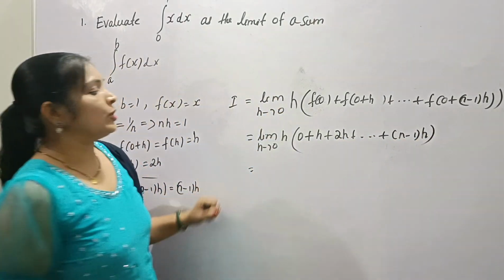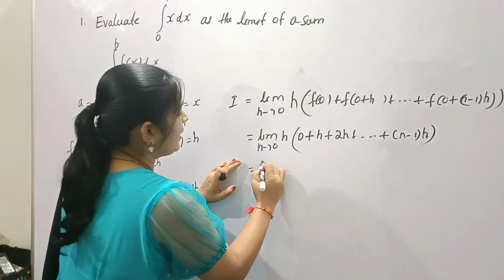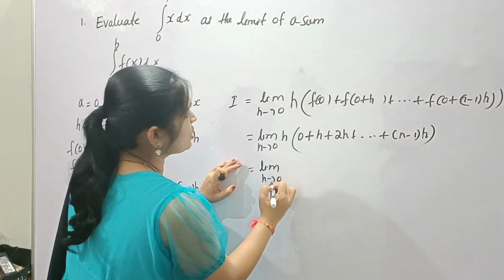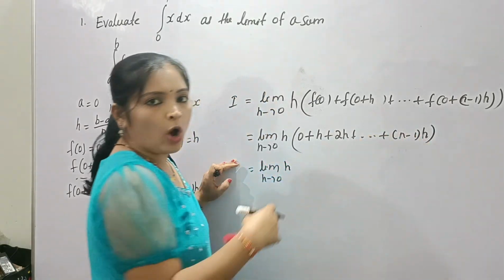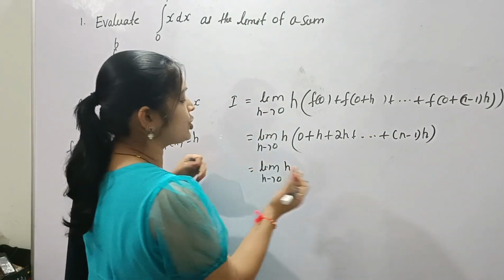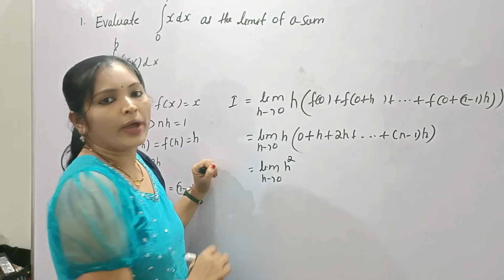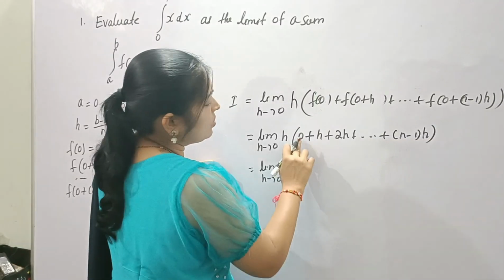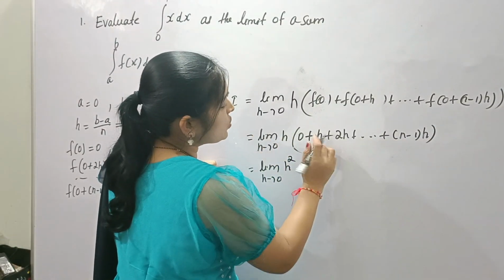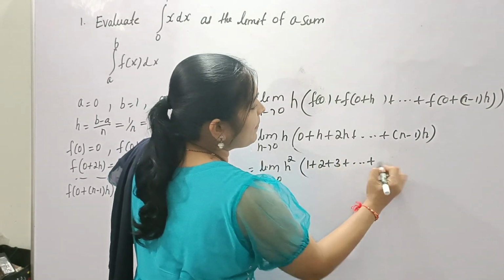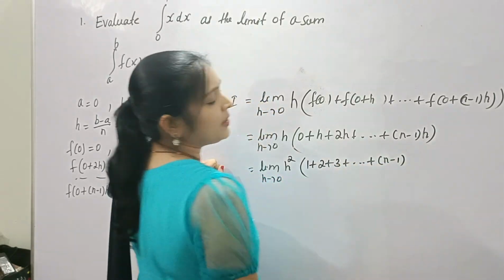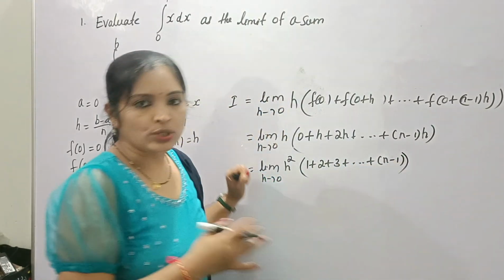That is equal to limit h tends to 0, h into, in all the terms h is common, so we can take this h outside, so it will become h square. So h square into, this 0 is 0, so here 1 plus 2 plus 3 plus etc. plus n minus 1. We have taken h outside.